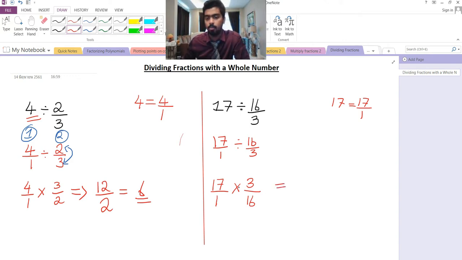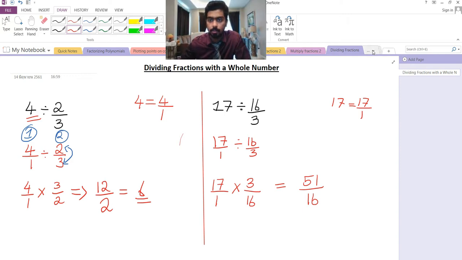And what do we do now? We multiply the numerator with the numerator. 17 times 3 gives us 51. And 1 times 16 gives us 16. Okay, guys, so this is how we divide fractions with a whole number.